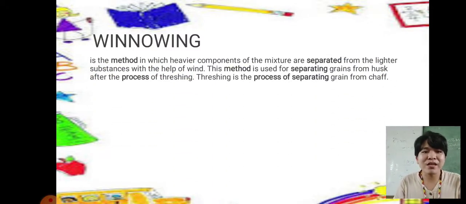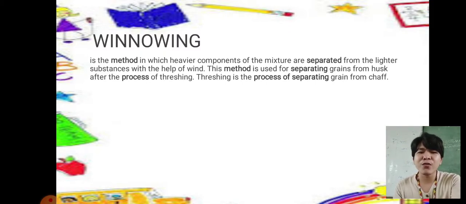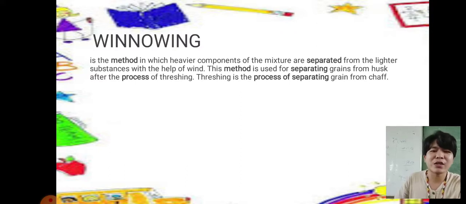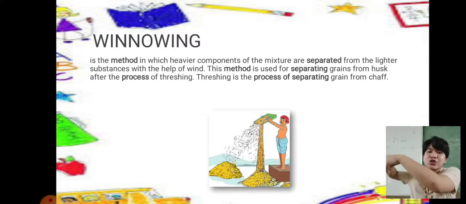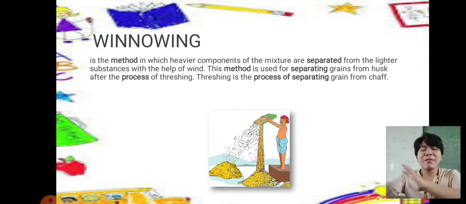Next, we also have winnowing. Wind. Here, it is a method in which heavier components of the mixture are separated from the lighter substance with the help of wind. In the context of rice, to separate the empty grains from those with content, di ba pahanginan nato siya? The empty grains are blown away by the wind.